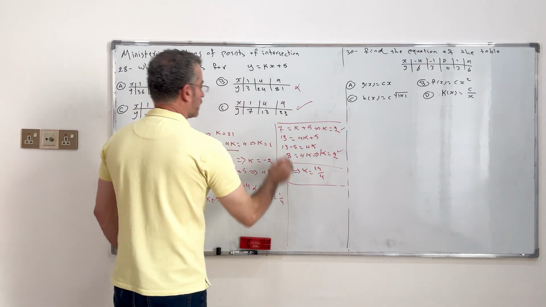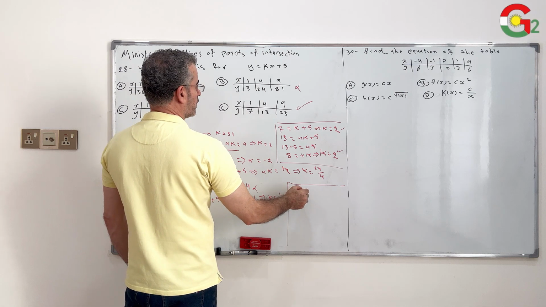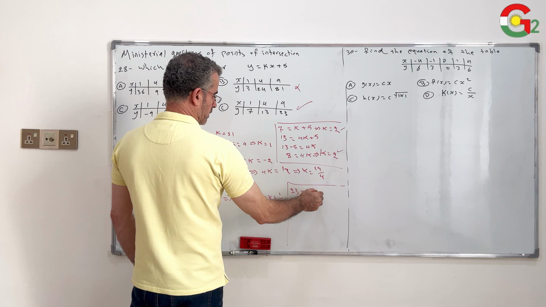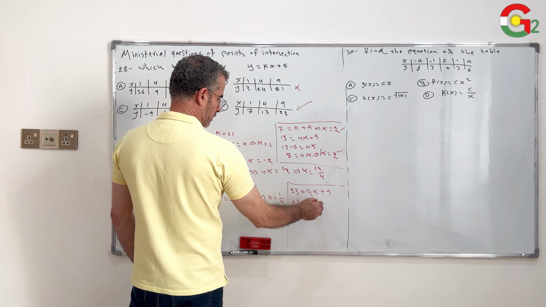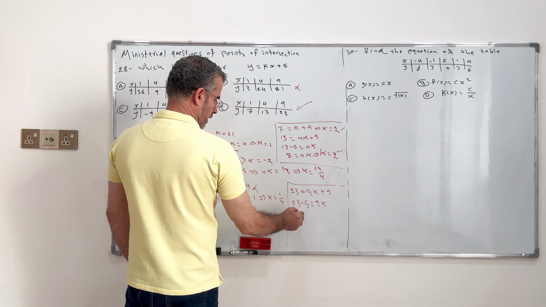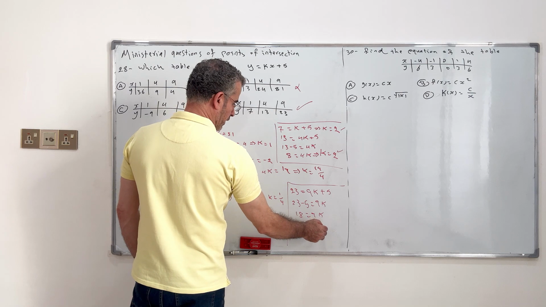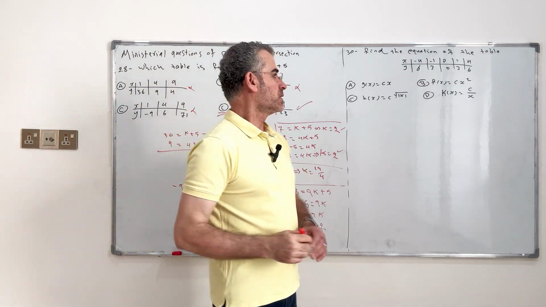If I want to check the other point, when y equals 23, then x equals 9, 9k plus 5. 23 minus 5 equals 9k. 18 equals 9k. k equals 18 over 9, which is 2. C is the right choice.